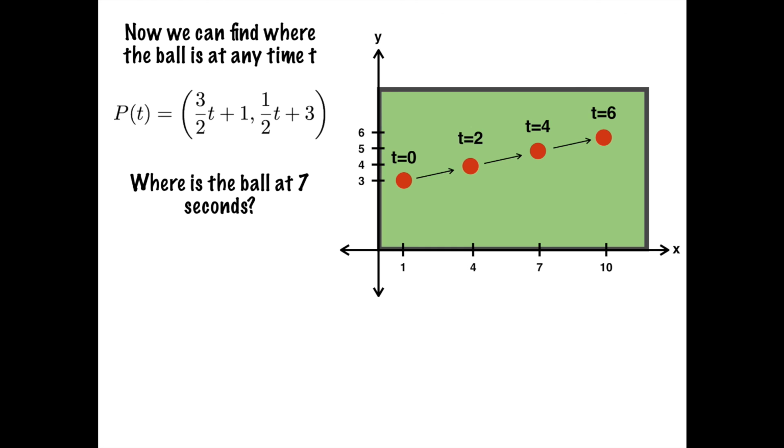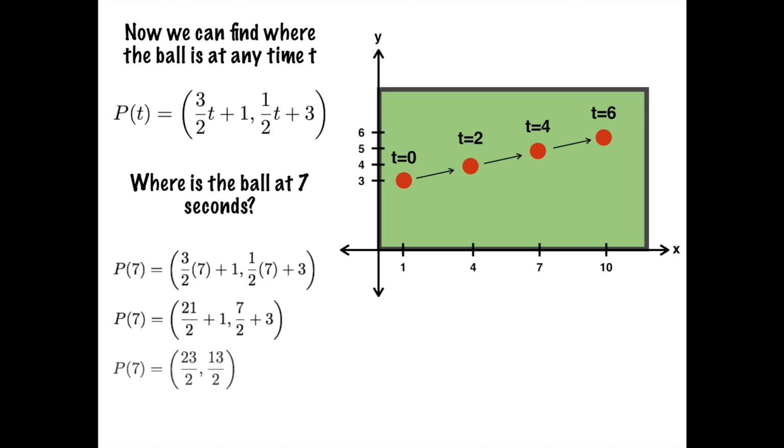So I'm going to have p of 7. It's going to be equal to 3/2. My time is 7 again, plus 1. And then 1/2 times 7 plus 3. And we can simplify there. A couple steps here. And we get the position is going to be 11.5, 6.5. And if we look at our diagram, that makes sense, doesn't it? It's going to keep moving to the right, and it's going to move up a little bit. So we're going to be at 11.5, 6.5.